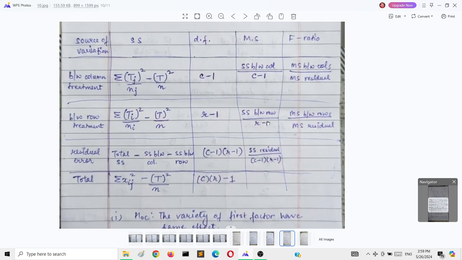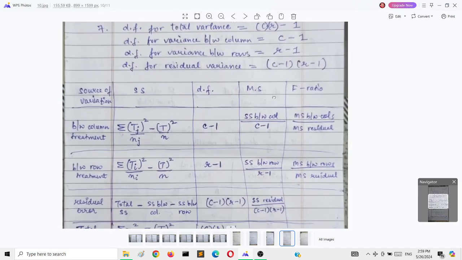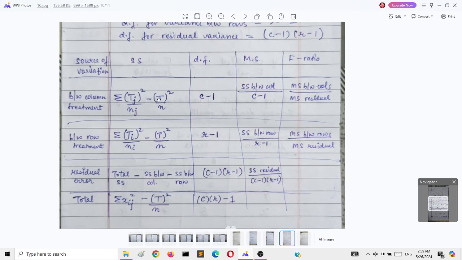So this is the table concerning all the formulas, that is the source of variance, degree of freedom, mean squared error, and the F ratio, right. So for the between column treatment, we will square all of the values in a particular column, divide by the number of values in that particular column, and then subtract the correction factor T square by n, right.